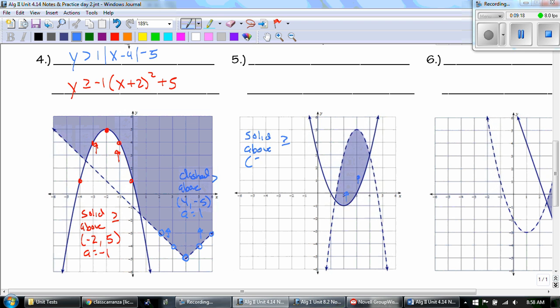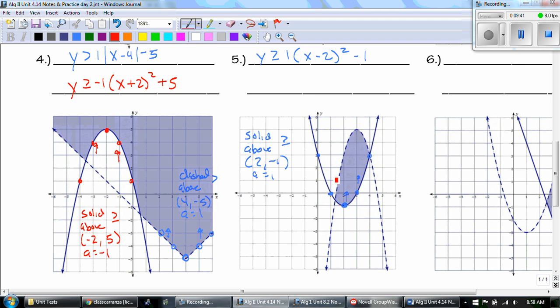We're starting at our vertex at 2, -1. And then our pattern is 1. We're going up 1 over 1, up 4 over 2. So y is greater than or equal to 1 parentheses x minus 2 squared minus 1.